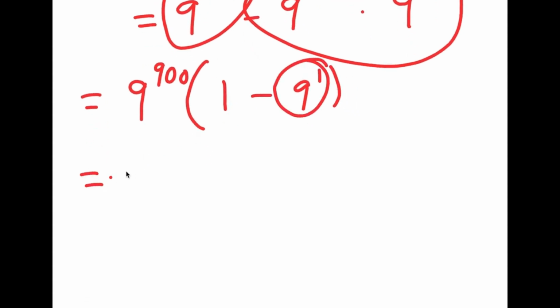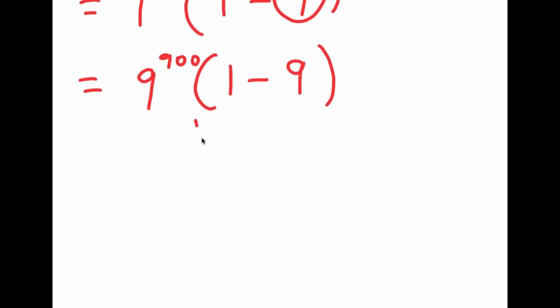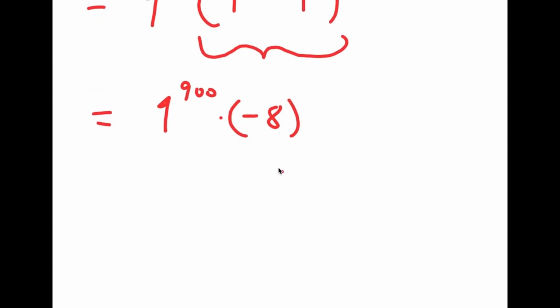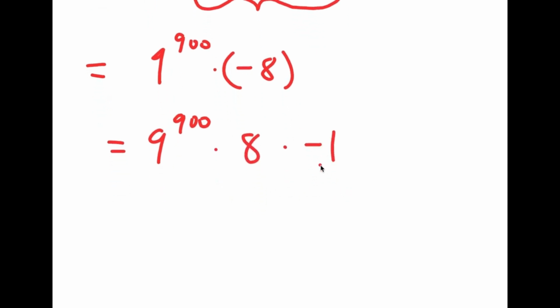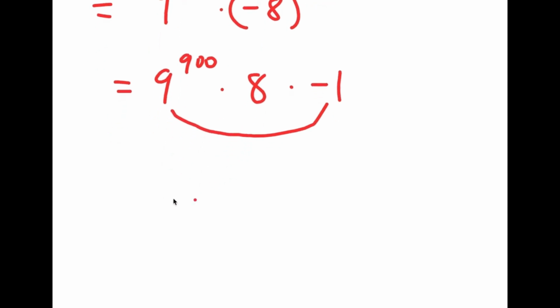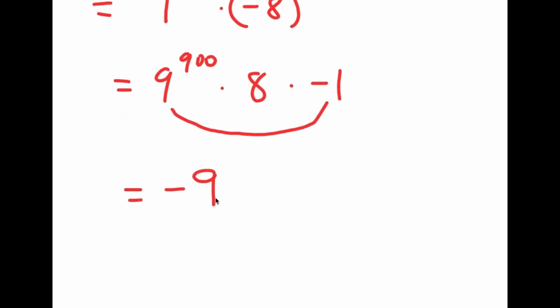And 9 to the power of 1 is the same thing as 9, so I get 9 to the power of 900 times 1 minus 9. Now from here, I'm going to simplify what's in my parentheses. 1 minus 9 is negative 8, so I have 9 to the power of 900 times negative 8. And I can rewrite negative 8 as 8 times negative 1. And now I'm going to multiply negative 1 with 9 to the power of 900. So I get negative 9 to the power of 900 times 8.